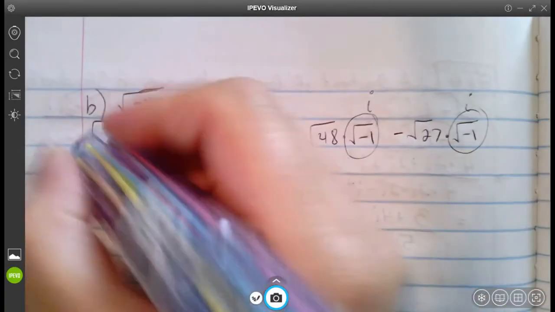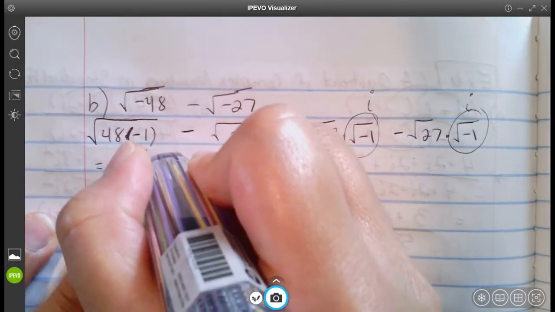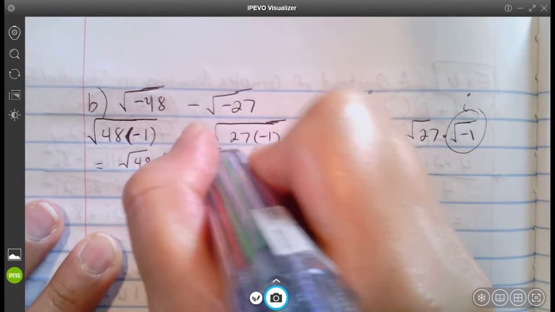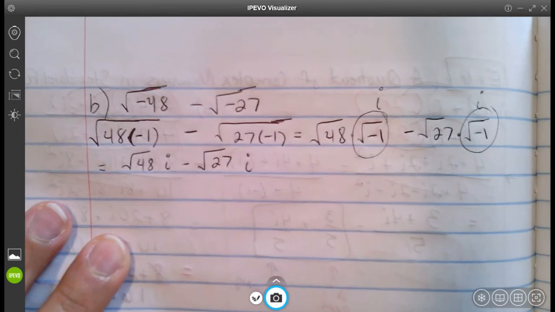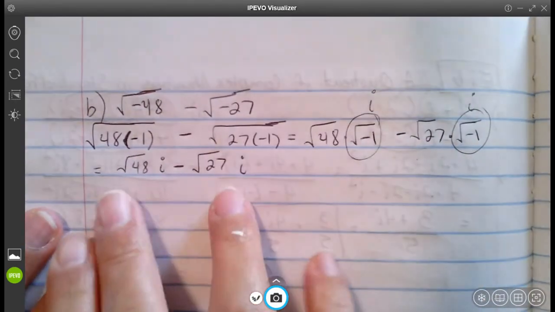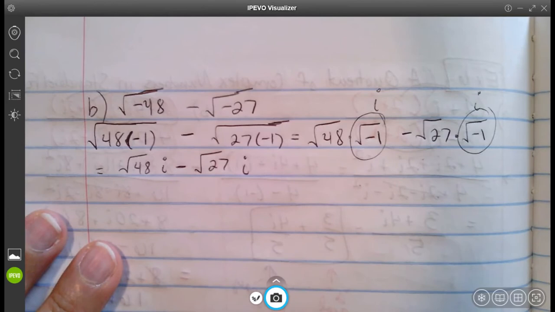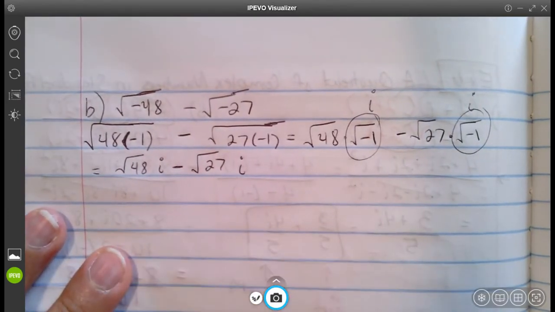Okay, so let me rewrite that. I have the square root of 48 i minus the square root of 27 i, okay? And since we're not multiplying here, I can't exactly combine these two. So what I'm going to do is simplify the radical. And this is a part where if you don't remember how to do this, you might have to come to some tutoring sessions, or maybe we can go over some of these in class.